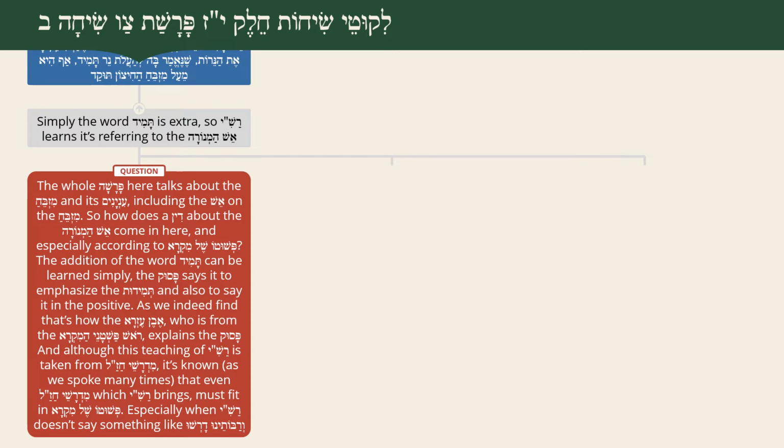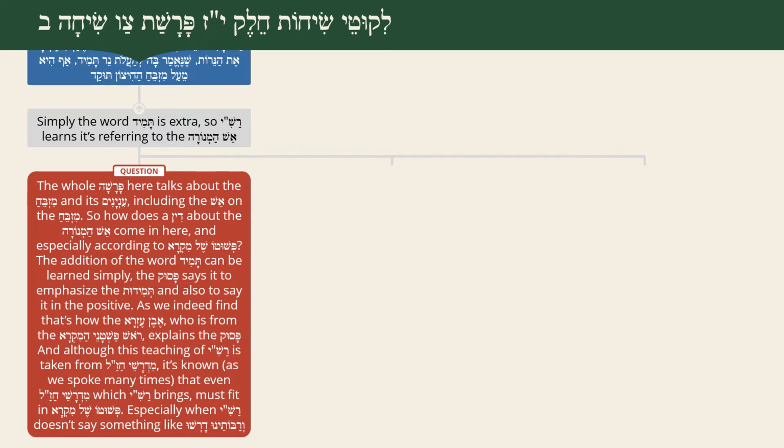So the addition of the word Tamid can be learned simply. The pasuk says it to emphasize the temidus, that it's Tamid, and also to say it in the positive, not just "lo sichbeh," but also in the positive, that it should be an "Eish Tamid tukad al haMizbeach." And as we indeed find that the Ibn Ezra, who is from the Rishonei Pshat haMikra, explains the psukim in a simple way, that's how he explains the pasuk.